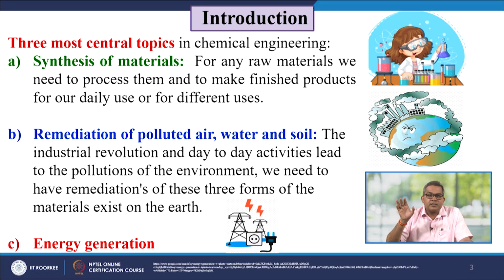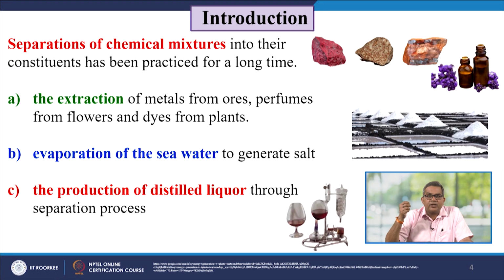The second one is the remediation of polluted air, water and soil. The industrial revolution and day-to-day activities led to the pollution of the environment, and we need to remediate these three forms of material existing on the earth. Next is energy generation.